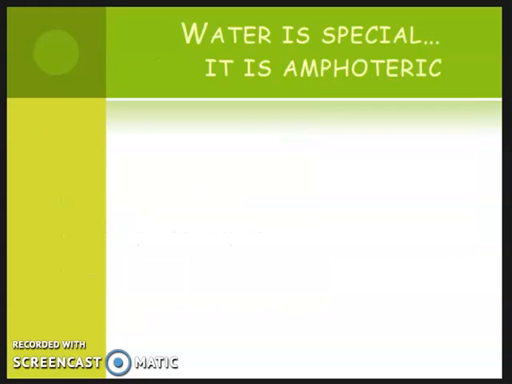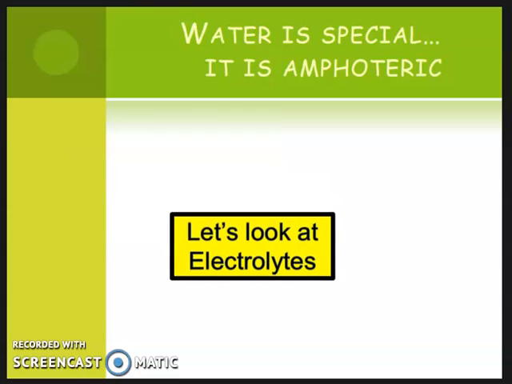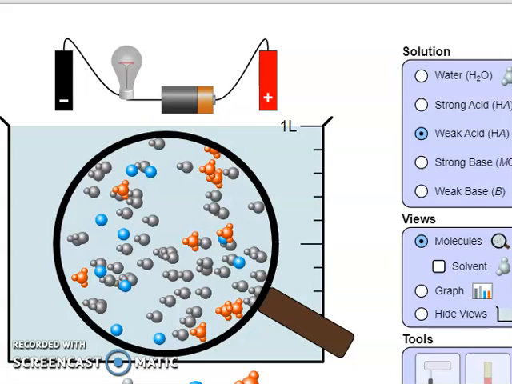Okay, so now we're going to look at electrolytes, because of amphoteric, a term that you need to write down. Amphoteric is a substance that behaves as an acid or a base. Okay, and electrolytes are a great way of showing this idea. So let me pause this here.